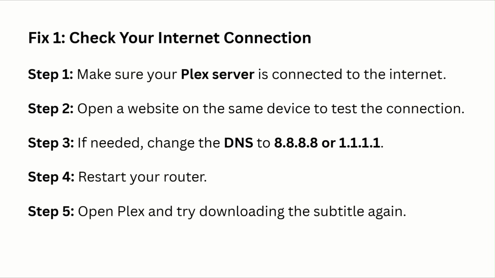Fix 1. Check your internet connection. Make sure your Plex server is connected to the internet and open a website on the same device to test the connection. If needed, change the DNS to 8.8.8.8 or 1.1.1.1. Then restart your router and open Plex and try downloading the subtitle again.